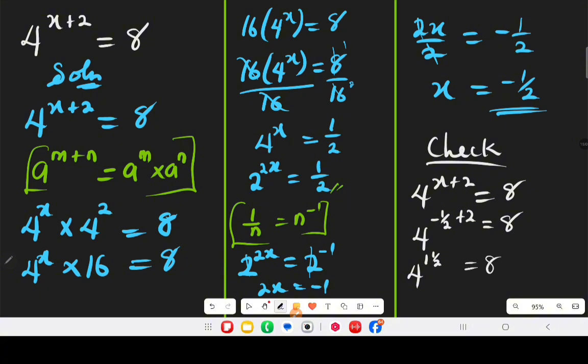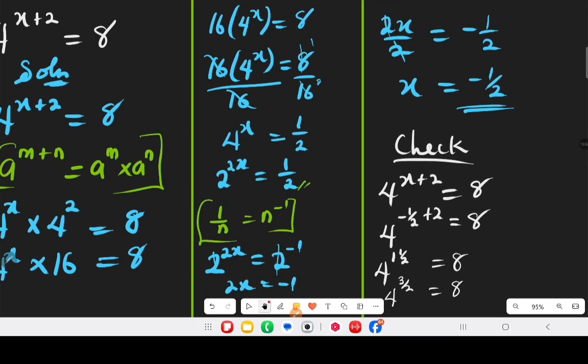We can change it to an improper fraction. This will change to 4 raised to the power of 3 over 2, meaning 2 times 1 gives us 2, plus 1 gives us 3 over 2 equals 8. Then we continue.